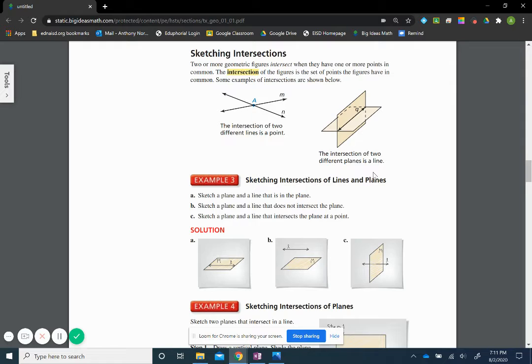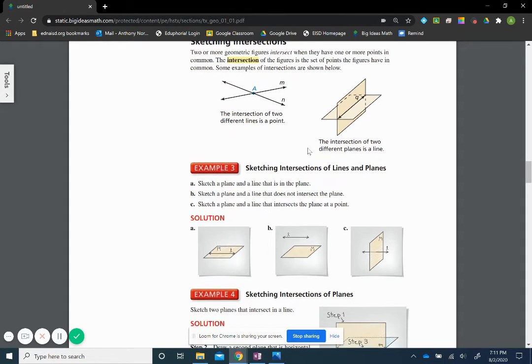Like we covered in GeoGebra, we have intersections. That's where two geometric figures or objects connect with each other. So the intersection of two lines is a point. The intersection of two planes is a line. Remember, this is for unique items. So if line N and M were the same object, they would just overlap. But we don't care about that version.